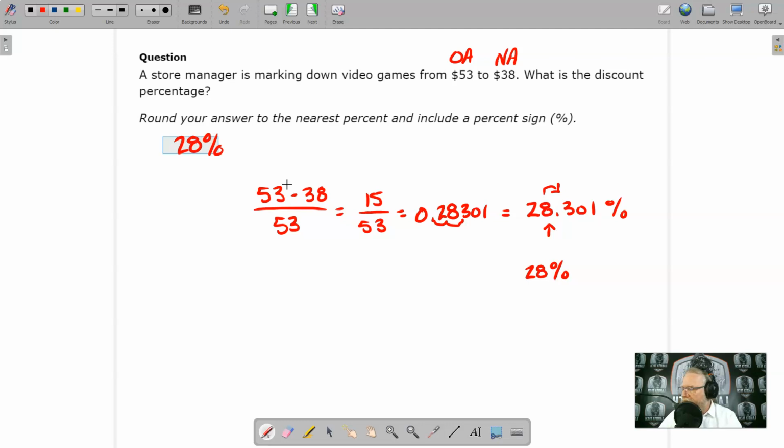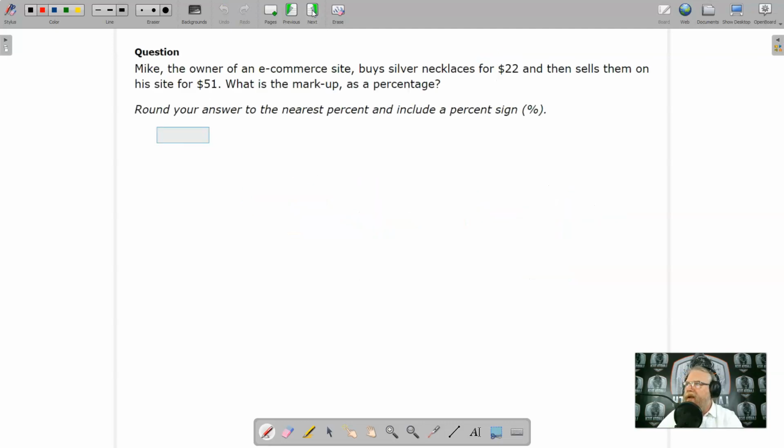All right. If we look at the next question, Mike, the owner of an e-commerce site, buys silver necklaces for $22 and then sells them on his site for $51. What is the markup as a percentage? So our original amount is 22, and our new amount is 51.